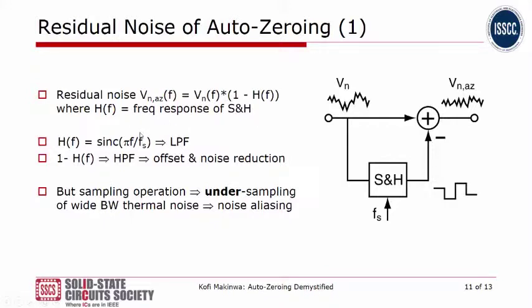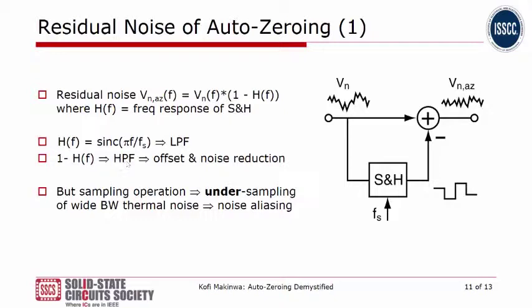Well, that's not too mysterious. We know this to be a sinc function, and a sinc function is a low-pass filter. So actually, 1 minus H(f) is a high-pass filter. And that explains how auto-zeroing works in the frequency domain. It's a high-pass filter, and therefore auto-zeroing naturally rejects offset. And because it's a filter, it will also reject low-frequency noise.